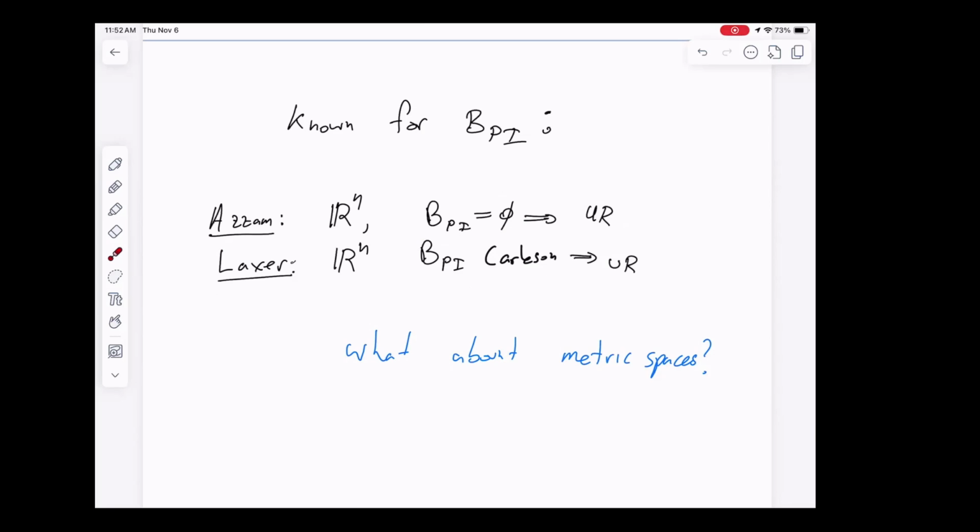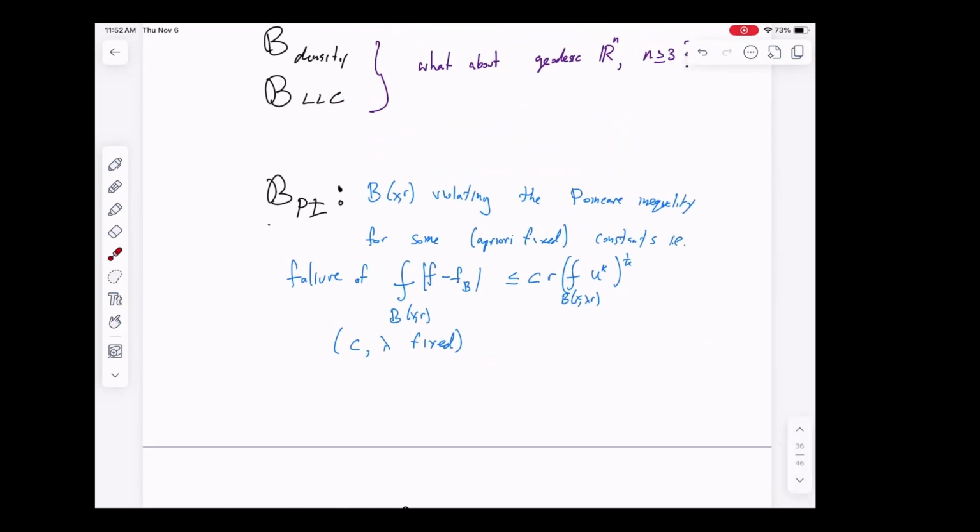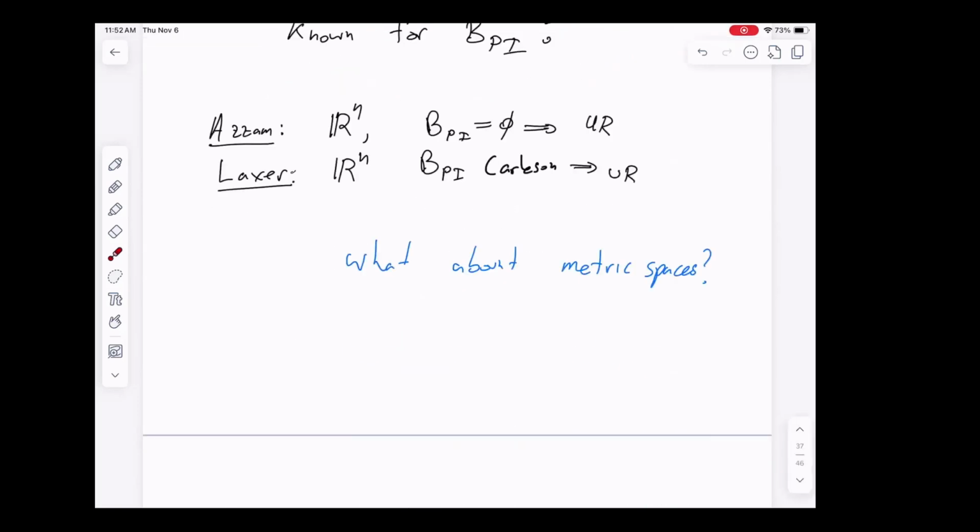Sorry, I don't know what happens for metric spaces. Can I ask a quick question about this bad for PI? Yes. Do you fix a function f, and for that, the Carleson condition? No, this is for any function f. So you're bad for PI if there exists a function f such that you're failing the inequality over f and its upper gradient. I see. Okay. All right. Thanks.